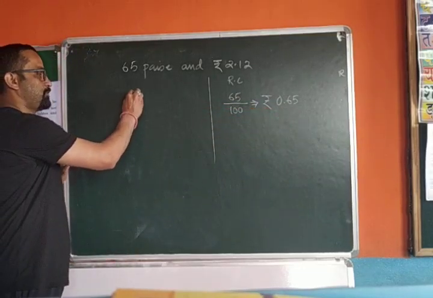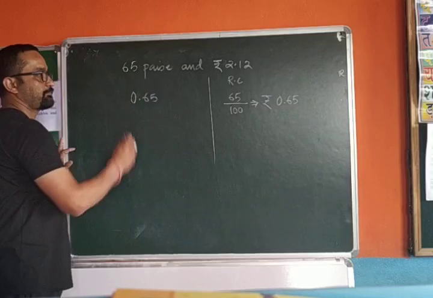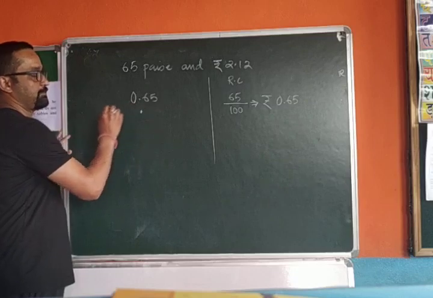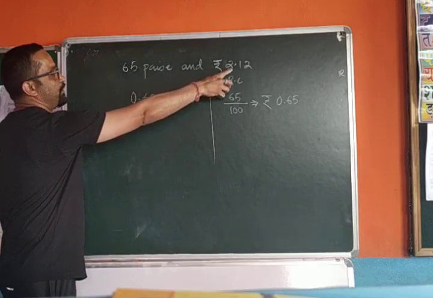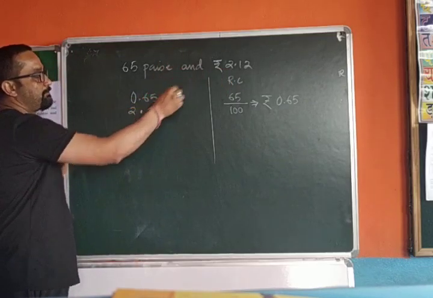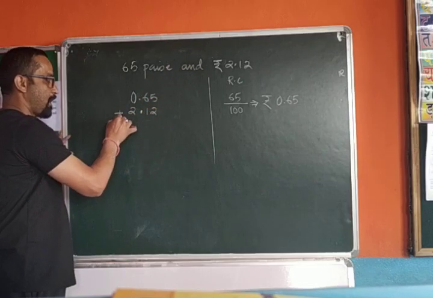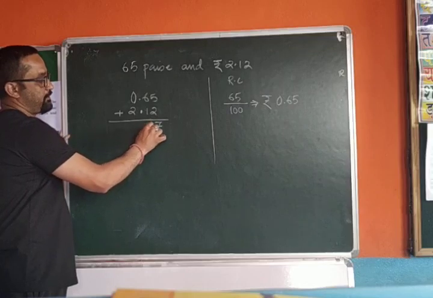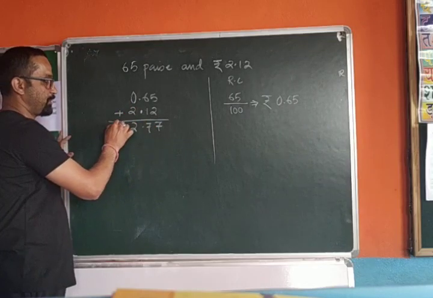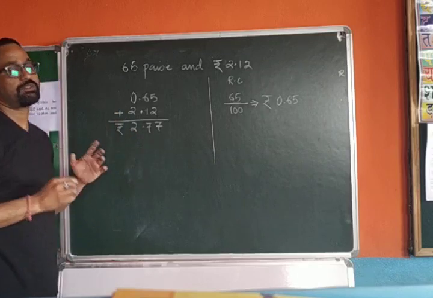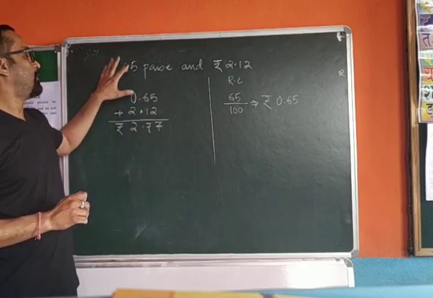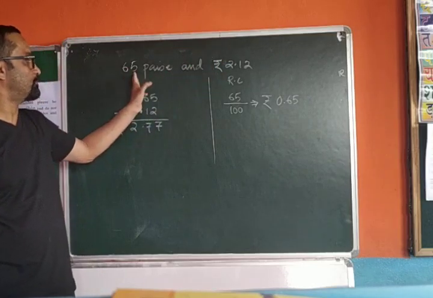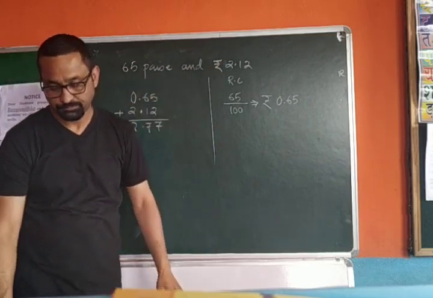Now you write 0.65. Second decimal, you write the number before decimal is 2, the number after decimal is 1, 2. Add it up. 7, 0 plus 2 is 2. Then write down the unit. This is addition of paise with rupees. You have to convert this, then add it up.